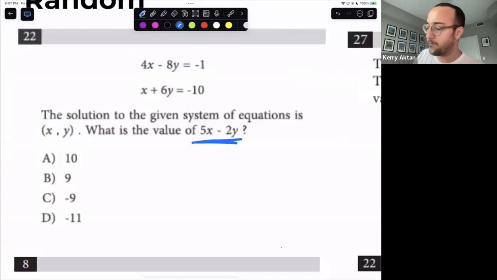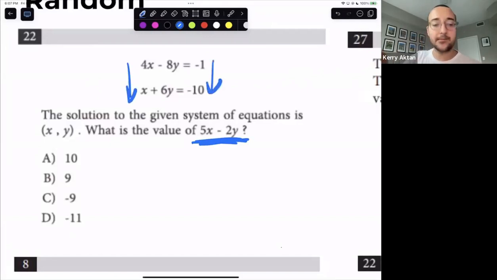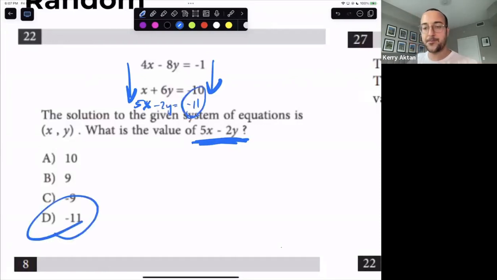Yeah, look at that. When they're not asking for X, when they're not asking for Y, what can you do? Sometimes you can add down, sometimes you can subtract down. It's called a puzzle. You just got to puzzle it together. You just add straight down. This would be 5x minus 2y equals negative 11. Bang, D. Could you do this the normal way and then plug it back in? You could. I don't hate it.